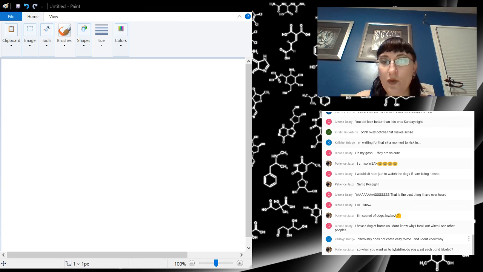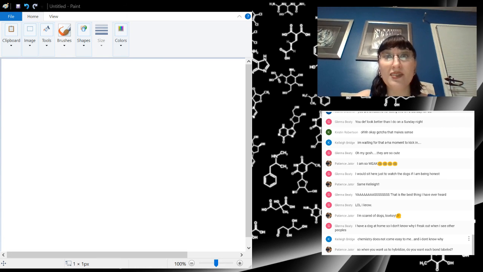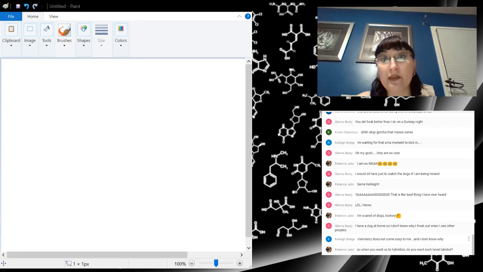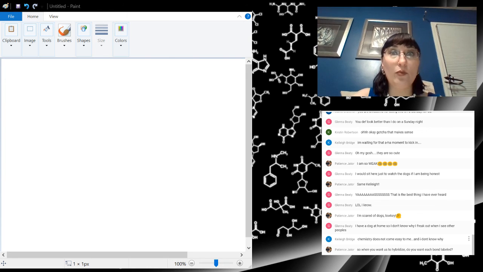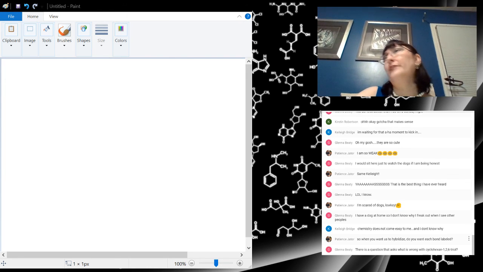So when you want us to hybridize, do you want each bond labeled? If I ask to label the hybridized bonds, then yes. I will specifically ask for that, though. Or I could say label the geometry, or, you know, circle sp3 hybridized atoms, stuff like that.